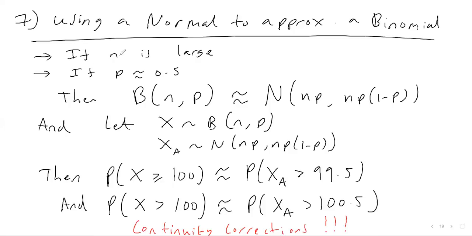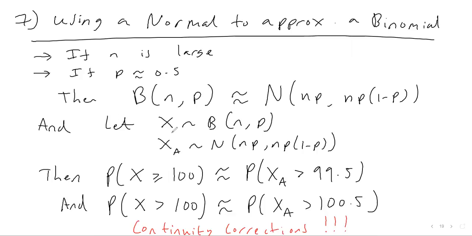So the key thing to know is that if you've got a large sample size in your data, and if the p-value is approximately 0.5, then you can approximate a binomial distribution as a normal distribution. So remember, the mean of a binomial distribution is n times p. That's why there's an np there. And the variance is n times p times 1 minus p. That's why that's there. So that's all you need to know.